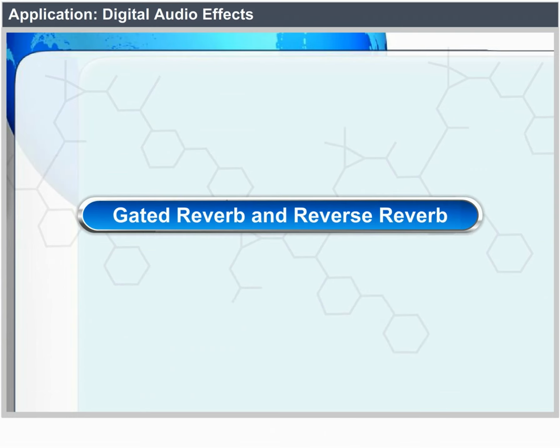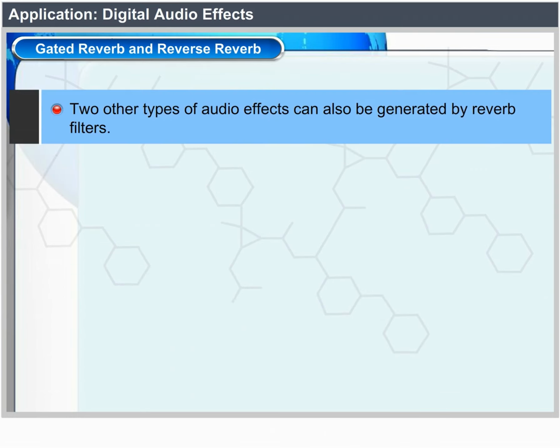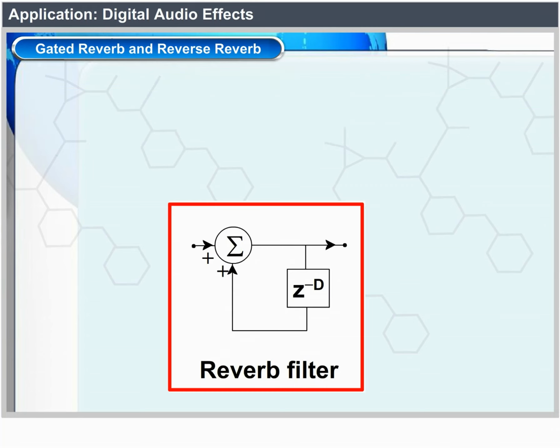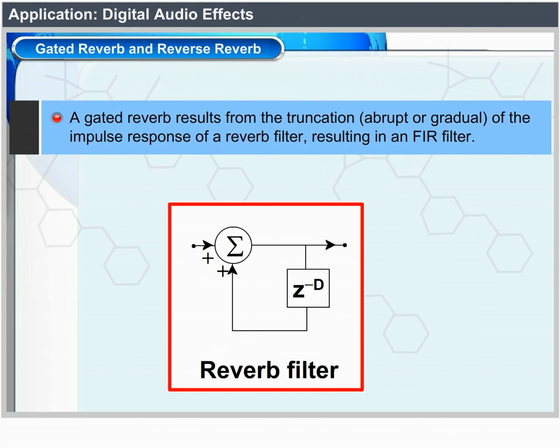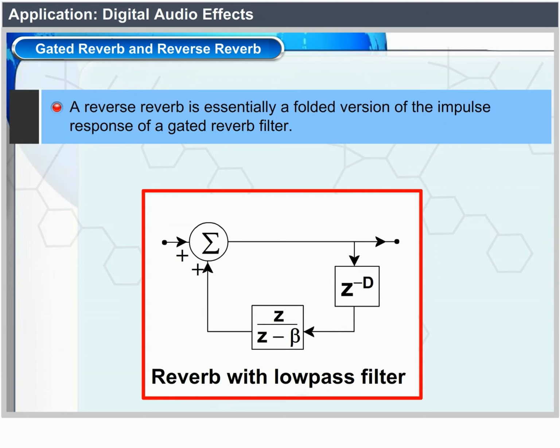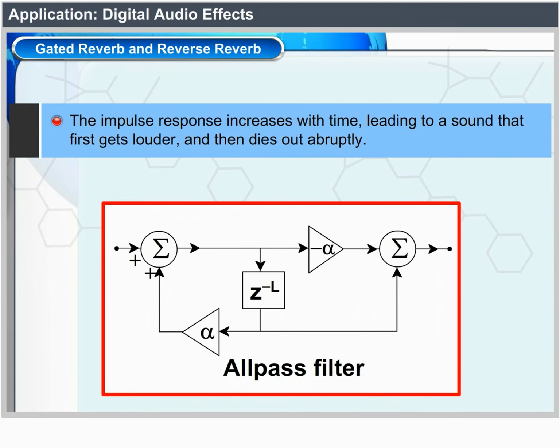Gated reverb and reverse reverb. Two other types of audio effects can also be generated by reverb filters. A gated reverb results from the truncation, abrupt or gradual, of the impulse response of a reverb filter, resulting in an FIR filter. A reverse reverb is essentially a folded version of the impulse response of a gated reverb filter. The impulse response increases with time, leading to a sound that first gets louder and then dies out abruptly.